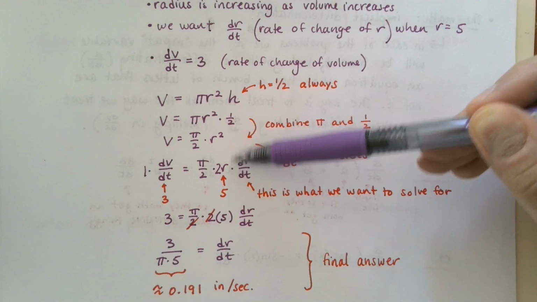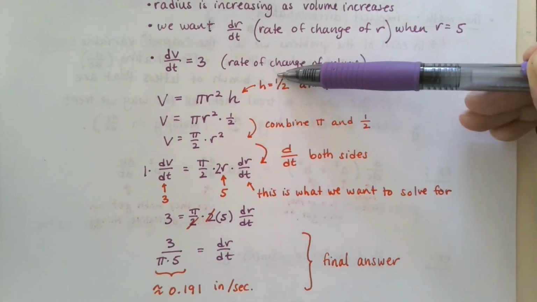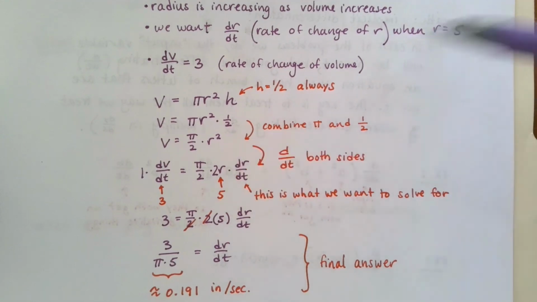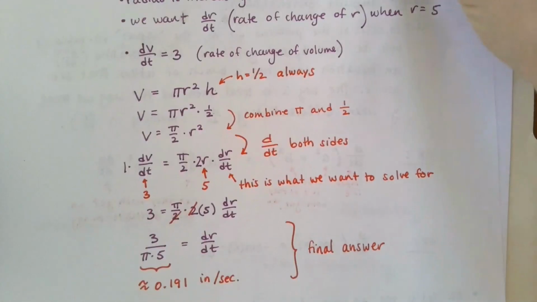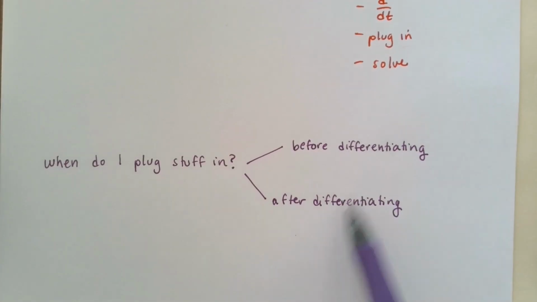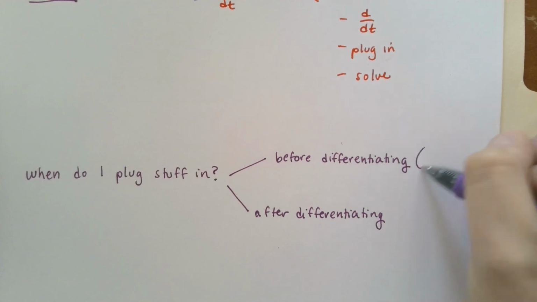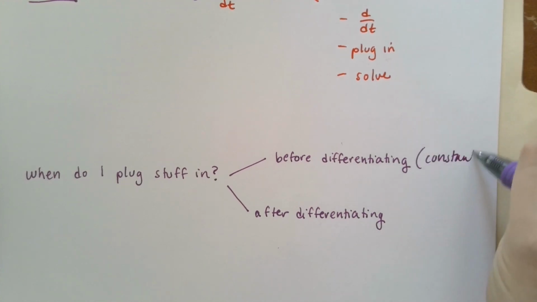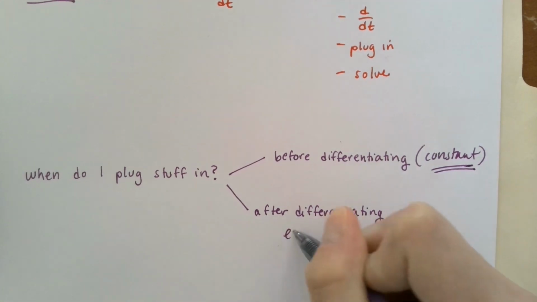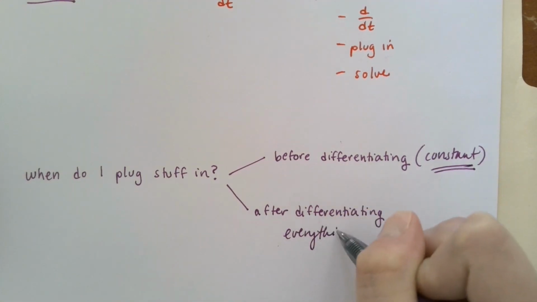So plug in before the derivative step if it's always that number. Plug in after the derivative step if it's snapshot moment data. So the distinction here is before differentiating and after, and before would only be if it is a constant value. And then after differentiating is everything else. Everything is okay here.